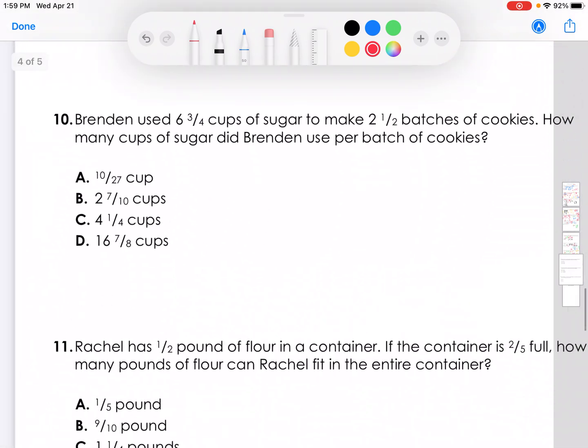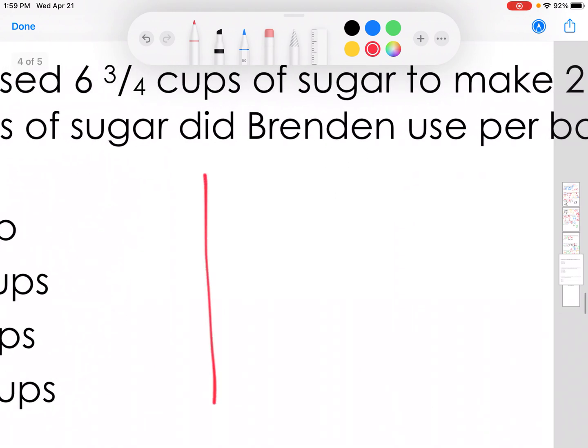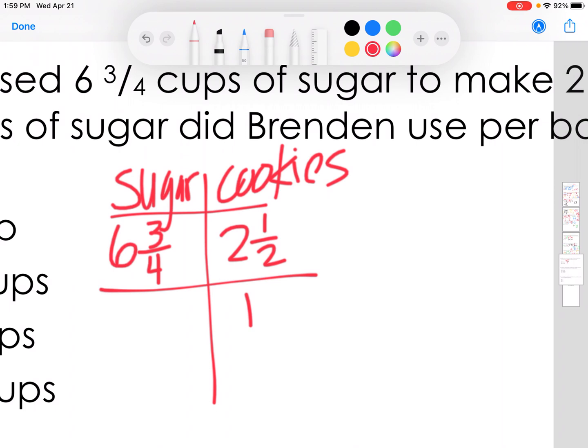Last set. So Brendan used 6 3/4 cups to make 2 1/2 batches of cookies. How many cups of sugar did Braden use per batch of cookies? So we're doing sugar and cookies. So 6 3/4 make 2 1/2 batches. I want to figure out for one batch because it says per batch, which means for one.